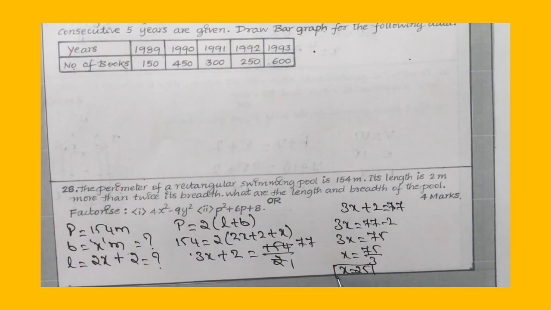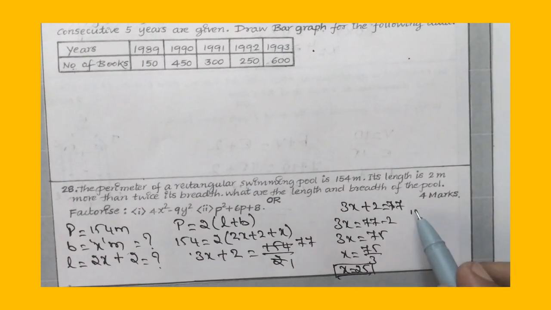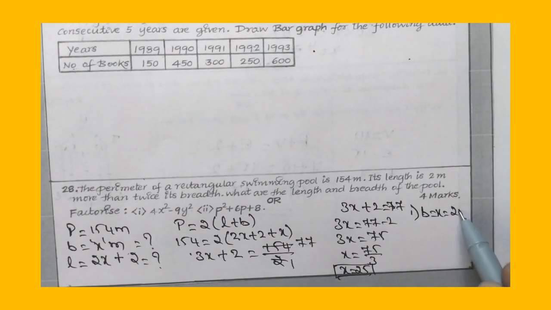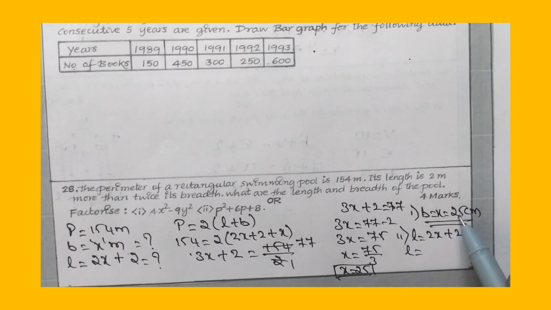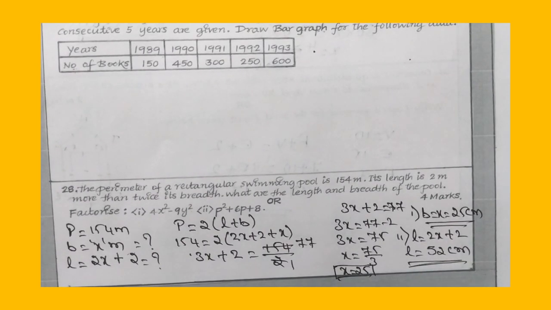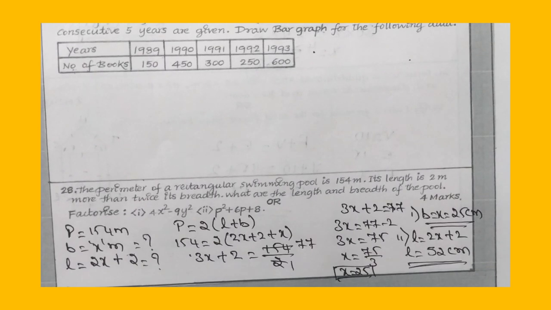So x is 25, and x is the breadth. Breadth is equal to x, which is 25 centimeter. Then what is the length? Length is equal to 2x plus 2. So length is equal to 2 times 25, 25 twos are 50, 50 plus 2 is 52. So length is equal to 52 centimeter. Like this we have to find out the length and the breadth of the rectangle.